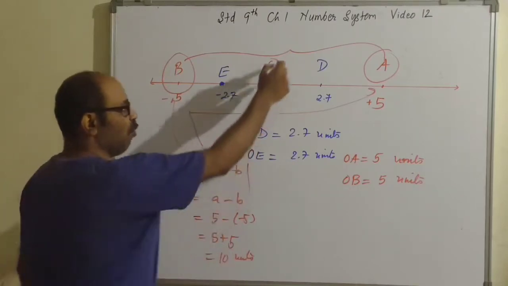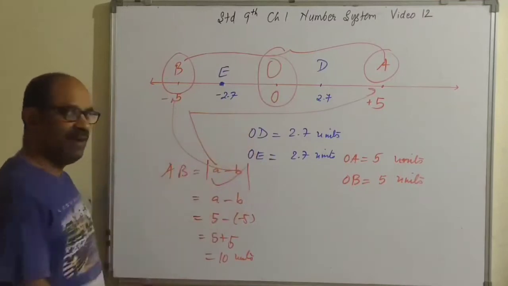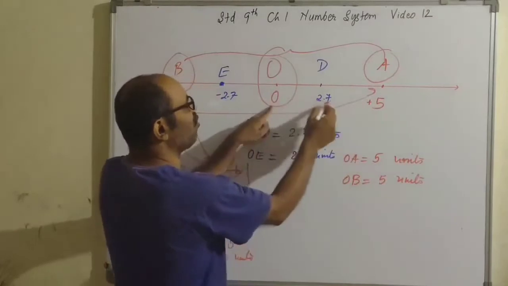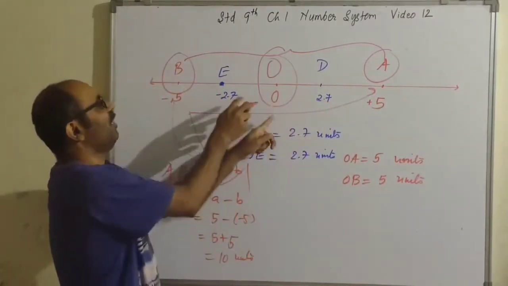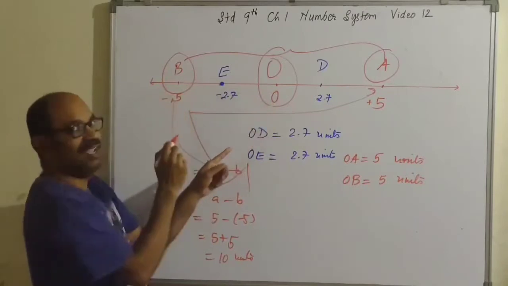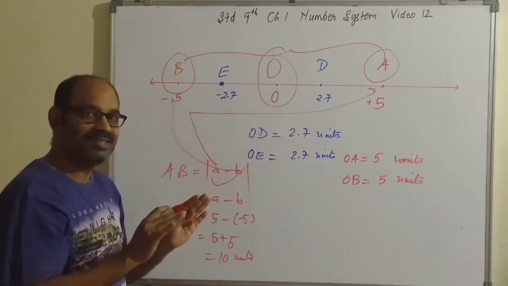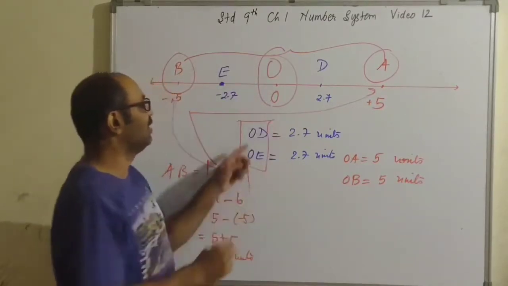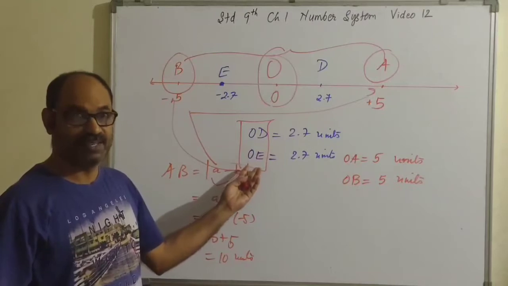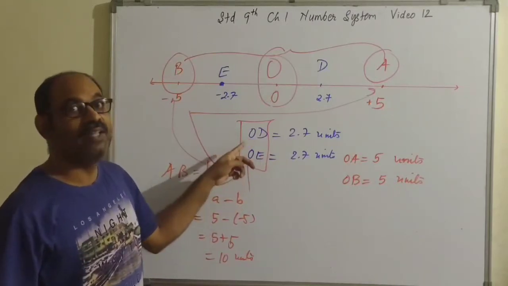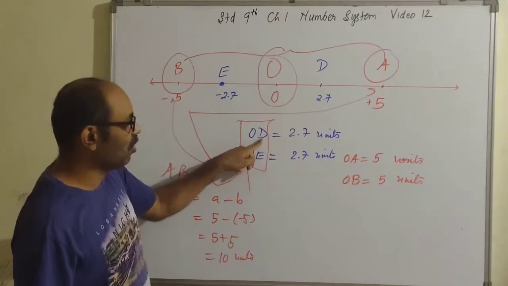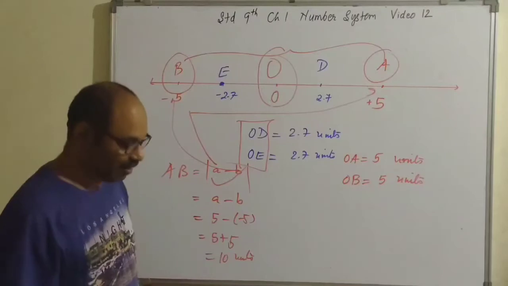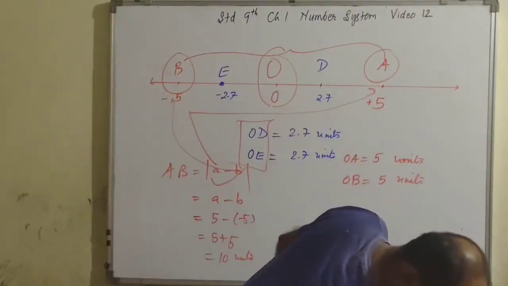Alright. So if origin is not involved, this is how we find the distance. But if origin is involved, then what is OA? 5 units. What is OD? 2.7 units. What is OE? 2.7 units. What is OB? 5 units. Positive distance. You understand? So if one of the endpoints of the distance is the origin, then whatever is the number corresponding to the other endpoint is the distance. I hope that is clear to you.